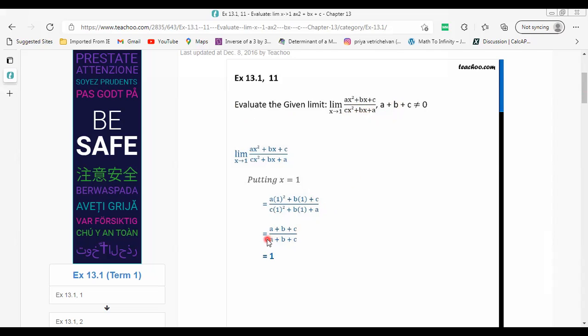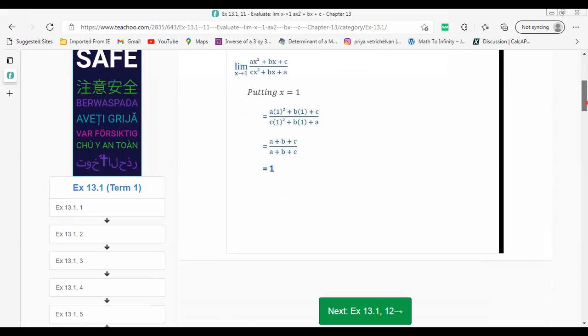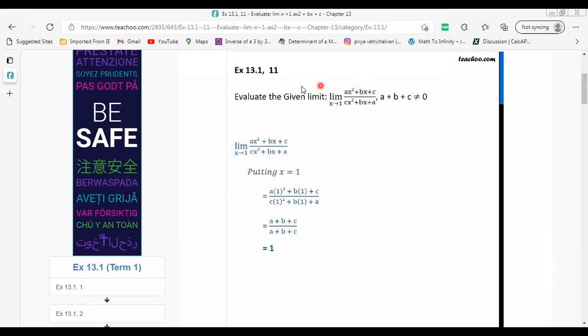If you simplify this, you will be getting a plus b plus c upon a plus b plus c. If you cancel the numerator and the denominator, you will be getting the result as 1. That's it. Please note it down. If after the substitution you are obtaining some integer value, if you're not getting 0, you can stop here. You don't have to proceed afterwards. This is your final solution.